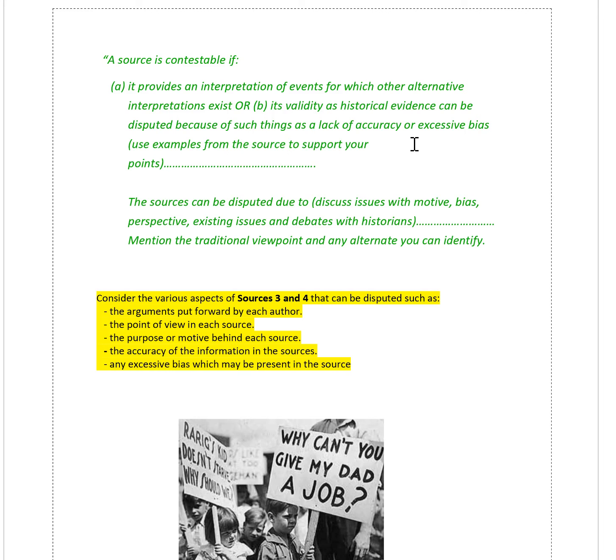Source 3 is contestable due to the fact that its validity as historical evidence can be disputed, due to the fact that it's excessively biased, and then you give an example from your source. Source 4 is contestable due to the fact that it has one interpretation of events, which is known to be from the determinist stream, however, and then you have an example. However, there is another alternative perception or interpretation of these events, and that is the determinist school.